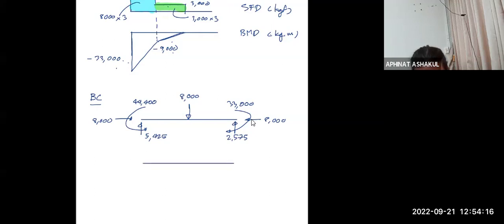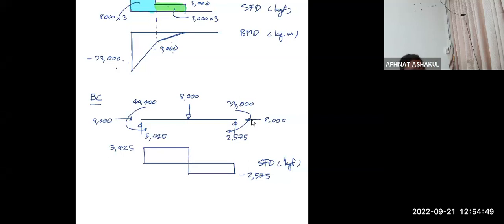All right. So here we go. The shear force diagram should be simple enough. Oops. The left side is slightly bigger than the right side, right? According to the load. Kilogram force. That is 5425. So that is minus 2575. You see? Okay, you guys are writing, so I'll wait.